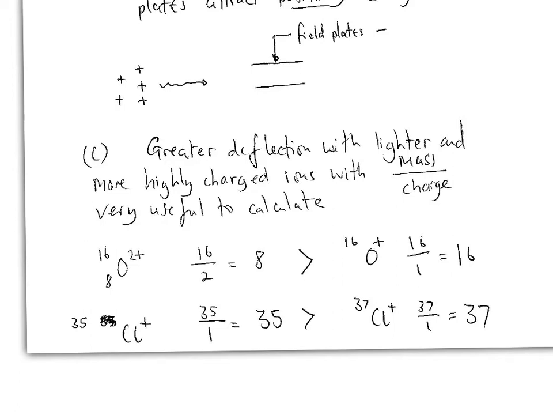So in the example of oxygen, the 16 2+, 16 divided by 2 gives you 8, will be deflected more than the 16 oxygen plus isotope. 16 over 1 equals 16, so greater deflection for the 16 2+ oxygen. Then we have 35 Cl plus versus 37 Cl plus. Again, mass divided by charge. 35 divided by 1 equals 35 is deflected more than 37 divided by 1 equals 37.